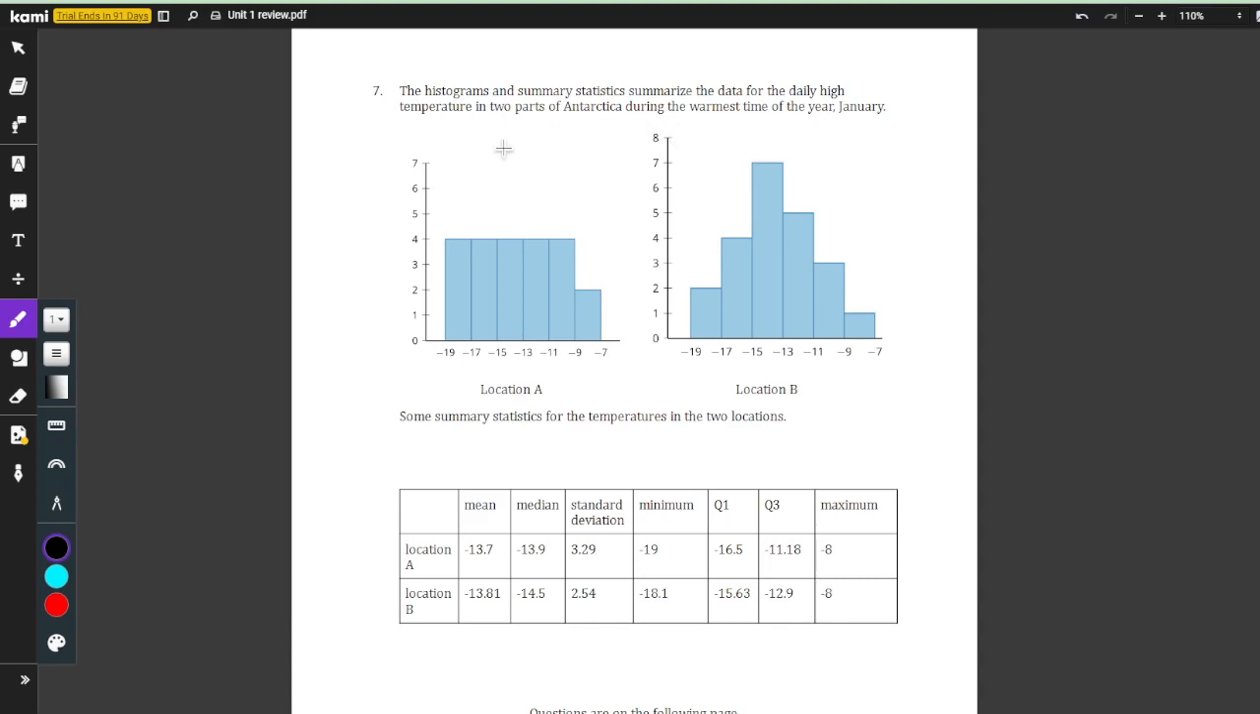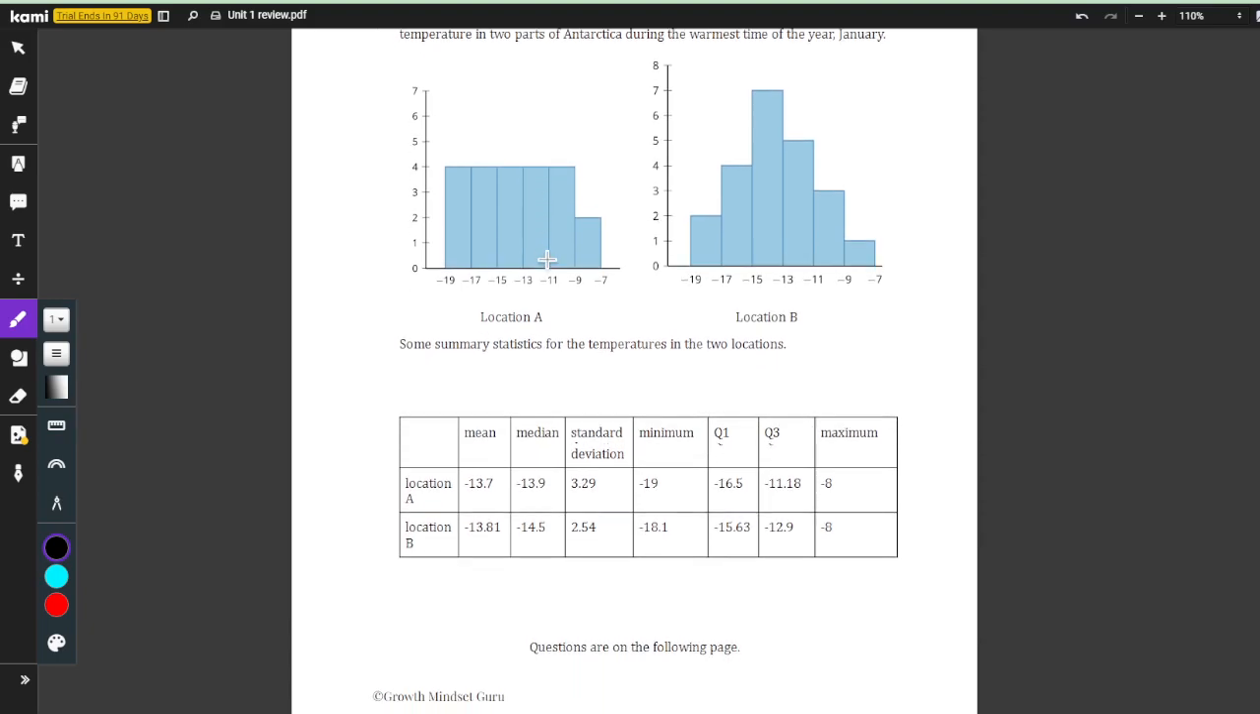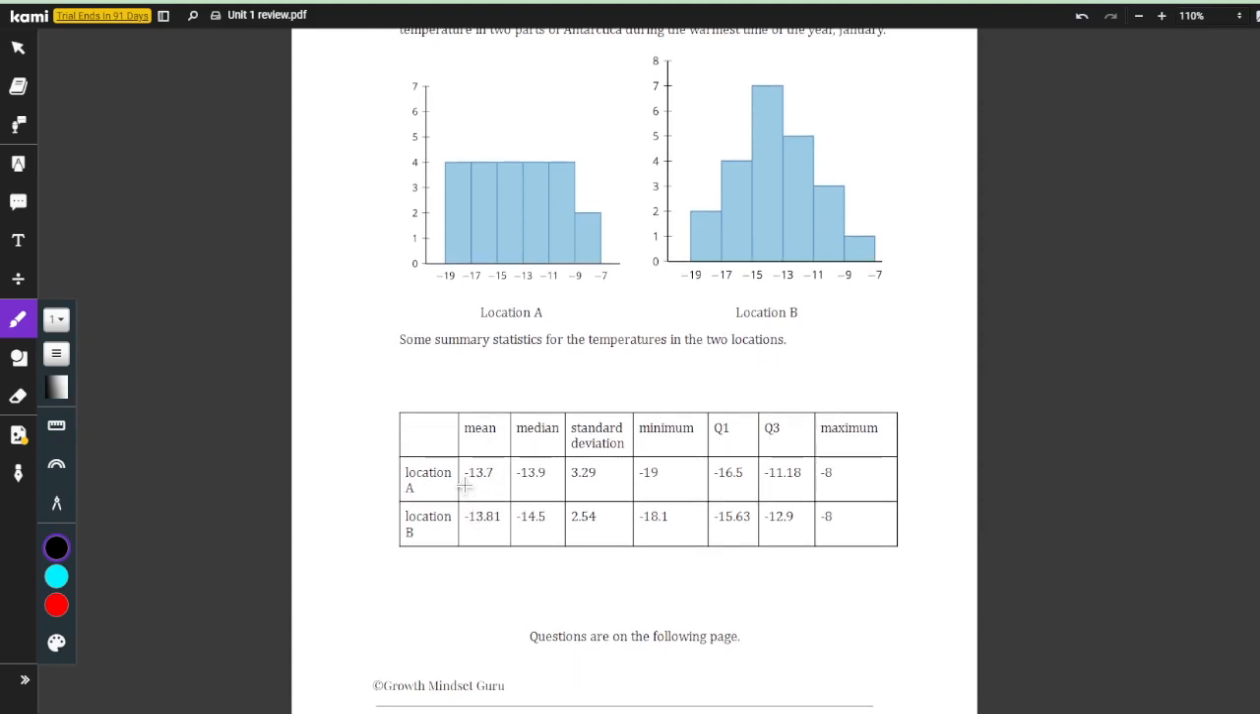Okay, so for part A and part B, they're both fairly consistent, but A has more of a uniform shape and B has more of a bell curve. Since they're fairly consistent, our mean and medians will probably be fairly close together, so keep an eye on that. As you can see, the mean and medians are fairly close, a little bit off, but yes, fairly close, as we predicted.